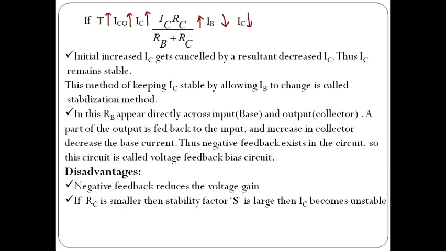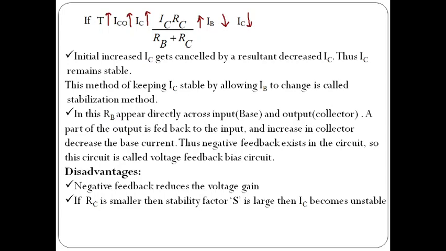If RC is smaller, then the stability factor S is large. Why? Because here S equals 1 plus beta by 1 plus beta RC by RB plus RC. When RC is increased, the stability factor is smaller. If RC is smaller, the stability factor is larger, and then IC becomes unstable again. These two are the drawbacks in the collector to base bias.